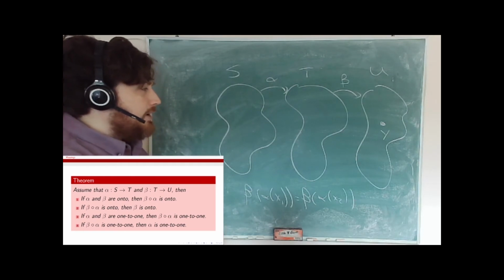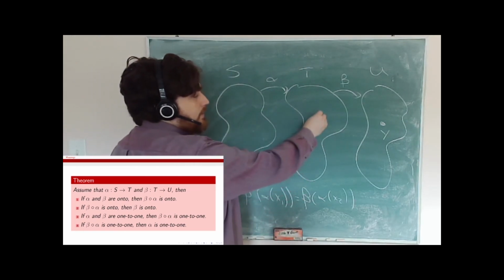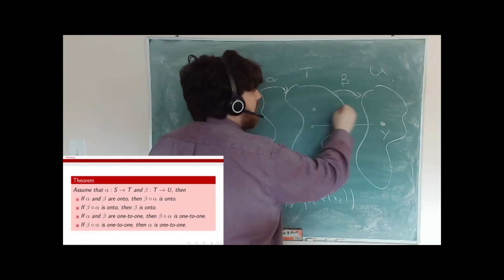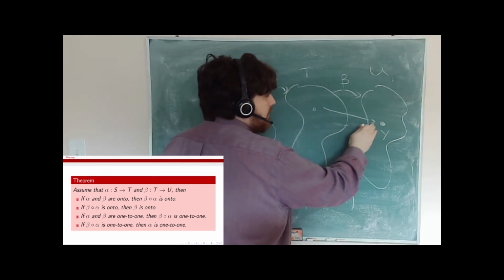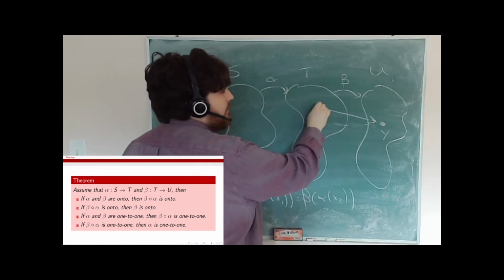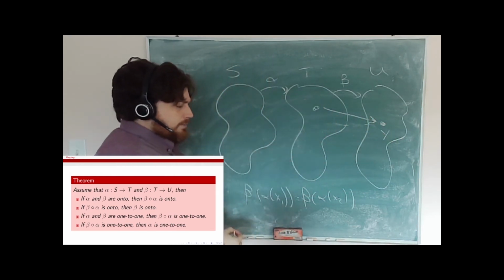Well, what has to happen here is that, since this is 1 to 1, I can't have this picture, right? Because that would not be 1 to 1. So since y is in U, there's only one thing in T which could map to it. Well, what does that mean?